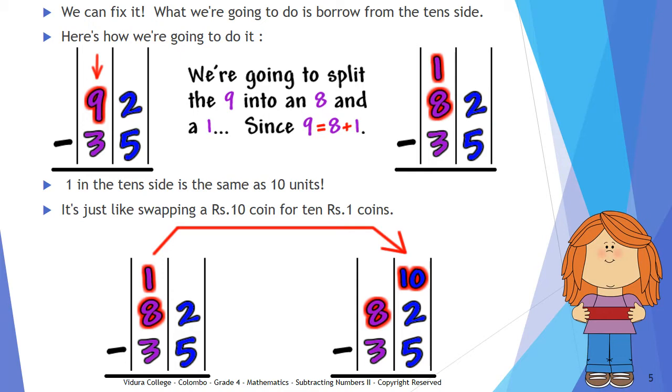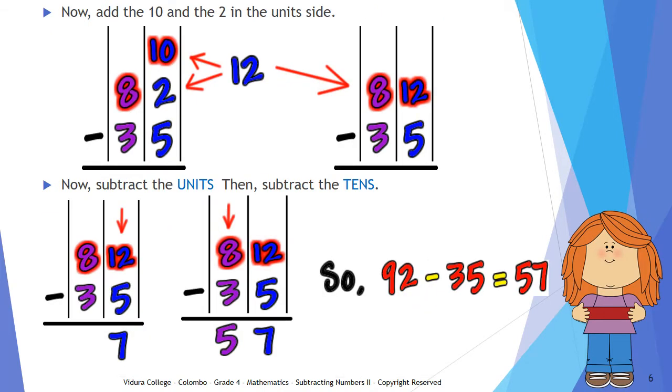Okay, now can you see in the example I have split 8 and 1 and given 10 to the unit side. Now what is the answer there? 10 plus 2? What is the answer? 10 plus 2 is 12, isn't it? So in the unit side now you have 12. Now can you subtract 5 from 12? Yes, you can. Then subtract. 5 from 12 is 7, right?